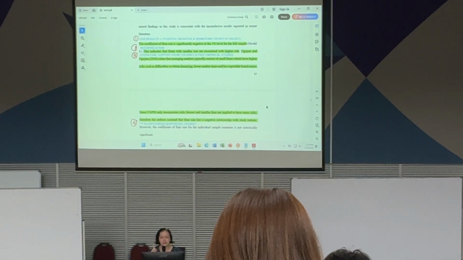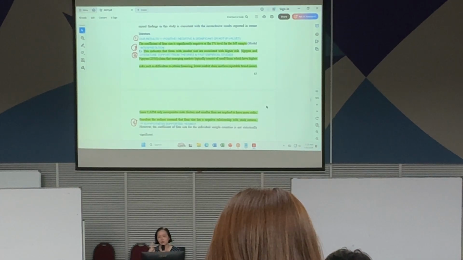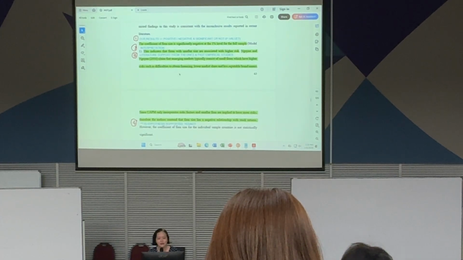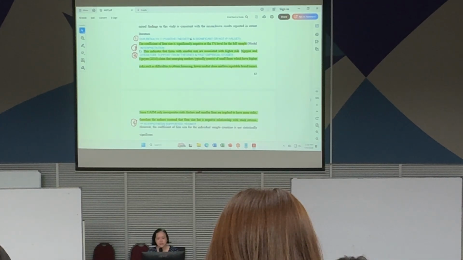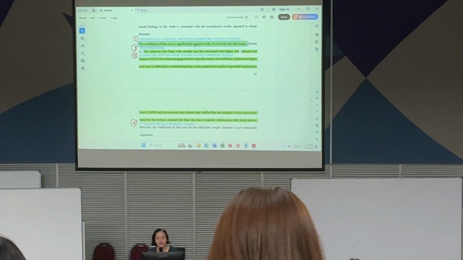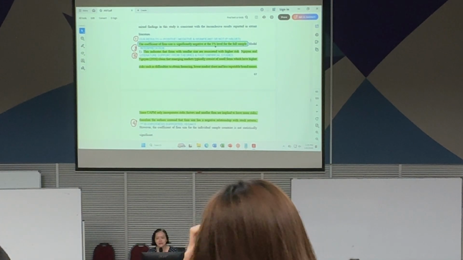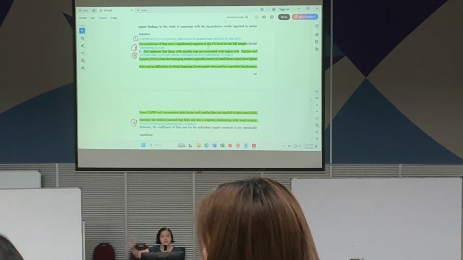So remember, that one was firm size, isn't it? And it's positive and significant at 1%. So I can write something like this. First, I will write your results: positive or negative, significant or not. If significant, what is the p-value? So I can put the coefficient of firm size is significantly negative at the 1% level. Okay, simple, isn't it? This one.